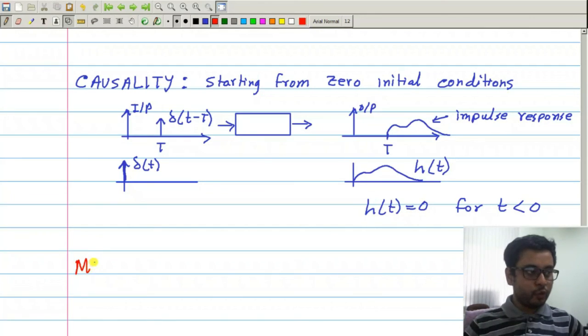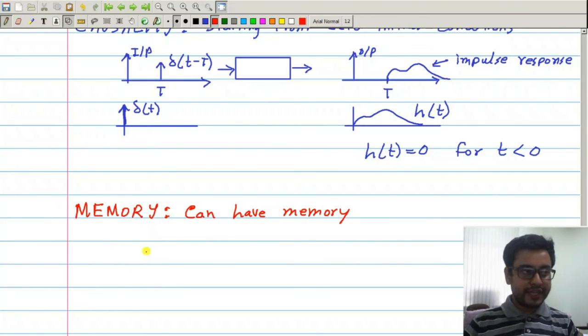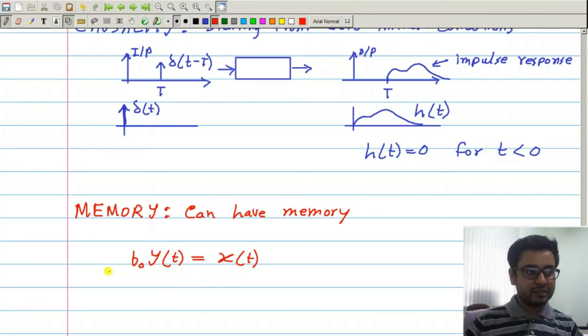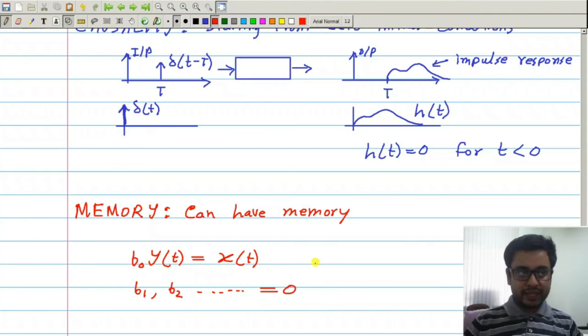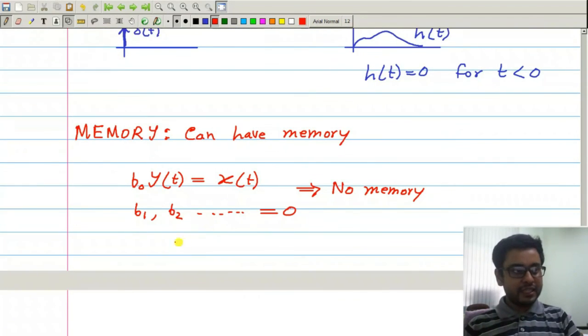Finally, let me talk about memory. This kind of system can have memory, unless you take the equation to be y(t) equal to x(t) with b0 here, and if you take b1, b2, all other coefficients equal to 0. Unless you do that, the system can have memory. In this particular case, we will have no memory because the output depends on the input at that particular instant only. So we will have no memory, but in general we can have memory.